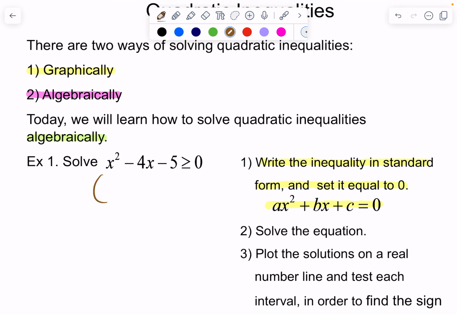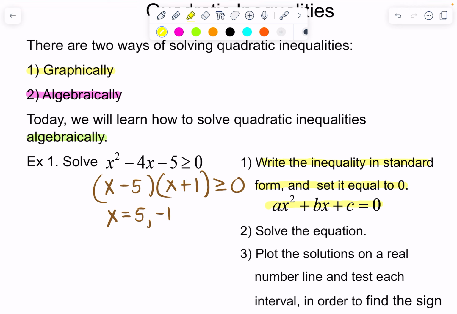So I'm going to ask myself, what times what is negative 5, but when added together is negative 4? And I've got x minus 5 times x plus 1. We're going to use the zero product property to render the solutions, which is that x equals 5 and negative 1. So we went ahead and did step 2 as well here, solve the equation.